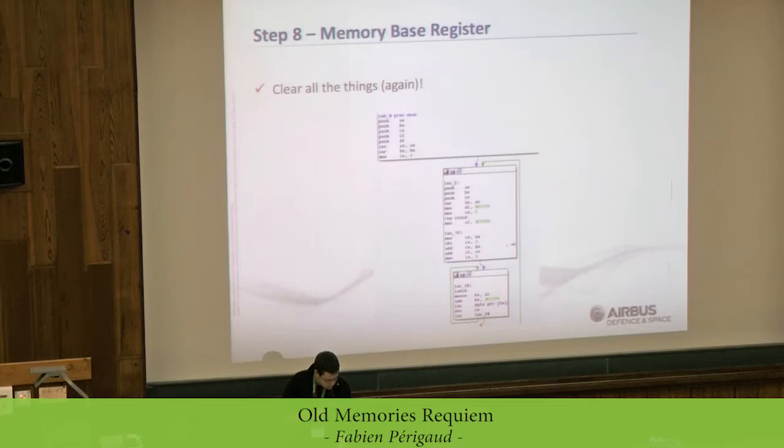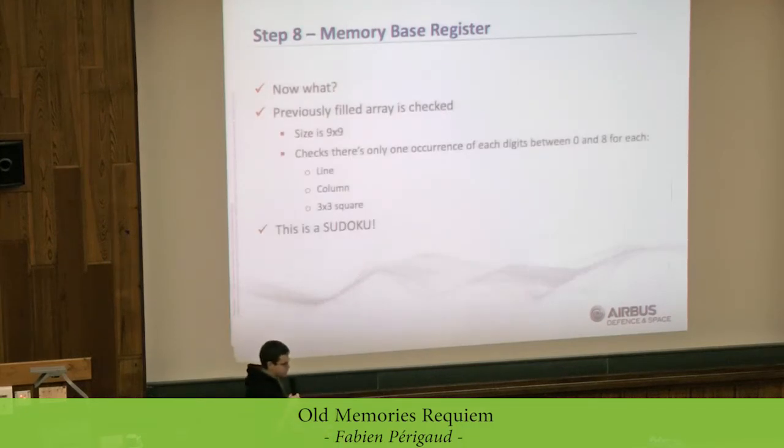So what does it do? This code will check the array that has been previously filled with the password, transformed, etc. The size of this array is 9 by 9, and there are checks that only one occurrence of each digit between 0 and 8 occurs for each line, each column, and each 3 by 3 square. It's a Sudoku.